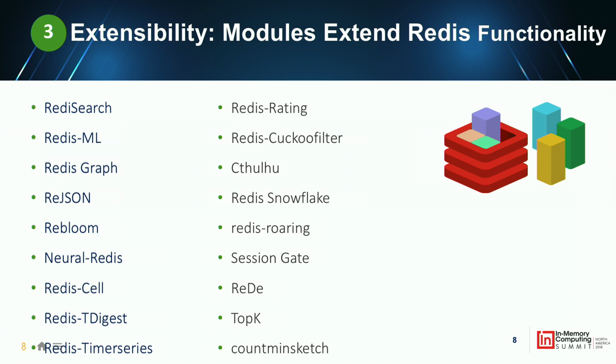Redis ML gives you machine learning capabilities. Redis Graph gives you the ability to do a Neo4j type graph. RedisJSON is sort of like MongoDB. It's a JSON document. And then there's others. So pretty cool if you're looking for some capabilities. I think Redis Cell, I'm not sure why it's called Redis Cell, but I think that's rate limiting, and so on and so forth.